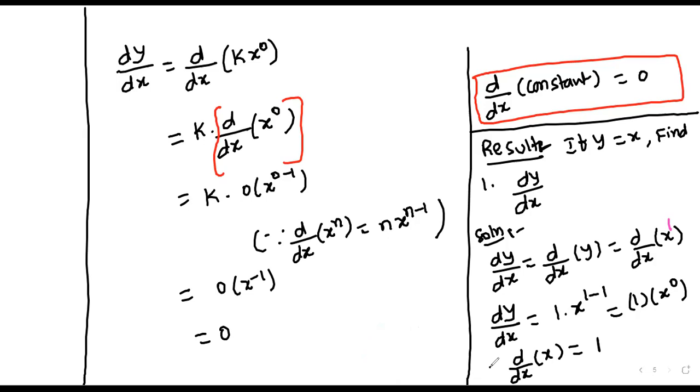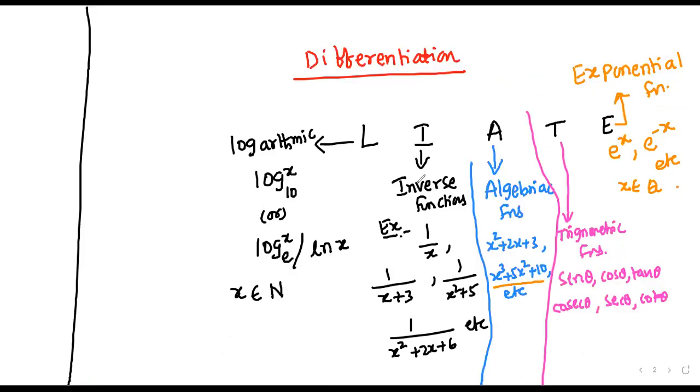Now d by dx of a constant and d by dx of an exponent are completed. Now see here, in our functions, firstly we discussed algebraic functions, x power n. Thereafter I'll combine. Before that, firstly we will see the trigonometric functions.